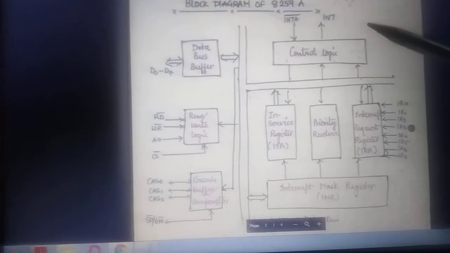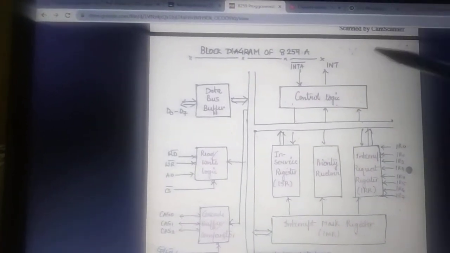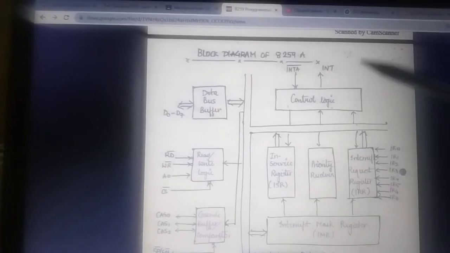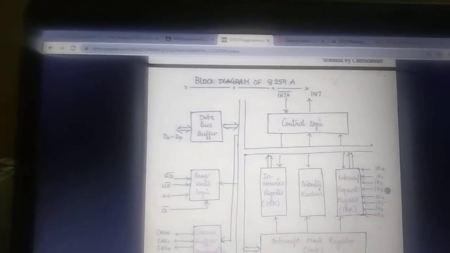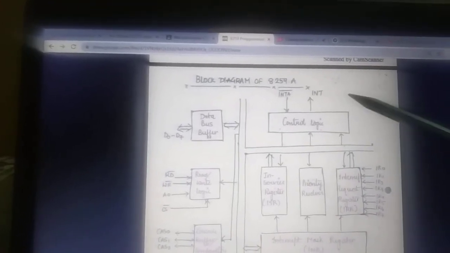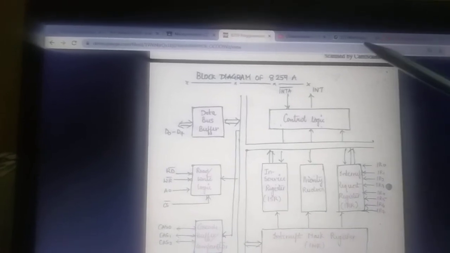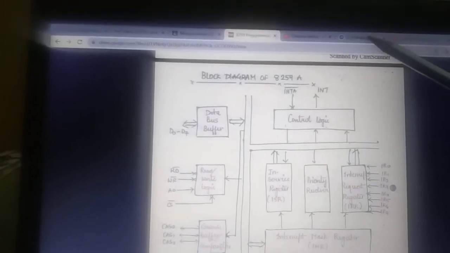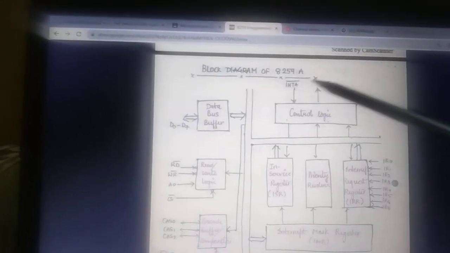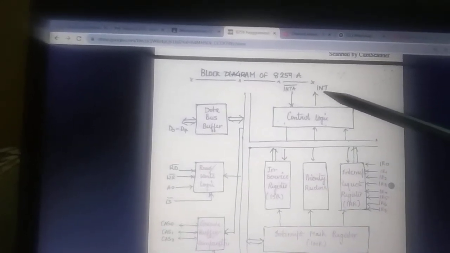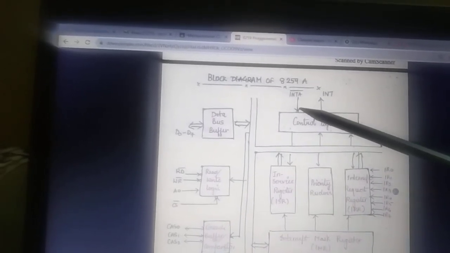Next, this is control logic. Control logic is used to send the INT signal to the INTR pin of the microprocessor, and when it sends the interrupt signal, the processor asks about the interrupt service routine address through the INTA bar pin. So this is the input signal.